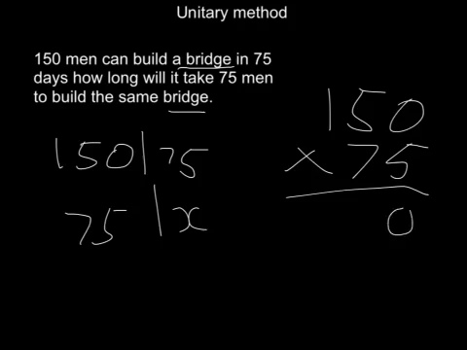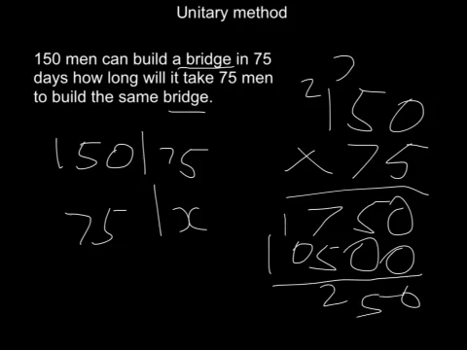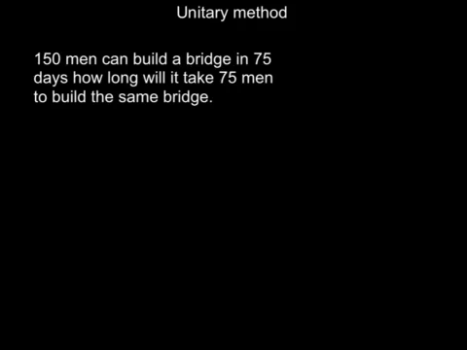5 into 0 is 0, 5 into 5 is 25, carry over the 2. 5 into 1 is 5, plus 2 is 7, put a 0, 0, 35, 3, 1, 0, 0, 5, 2, 1, 1, 1. So it takes 11,250 days for one man to build this. So to find how long it will take for 75 men to build it, we do 11,250 divided by 75.